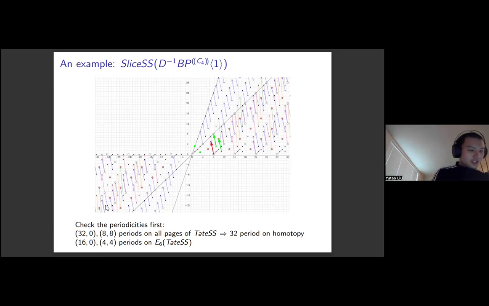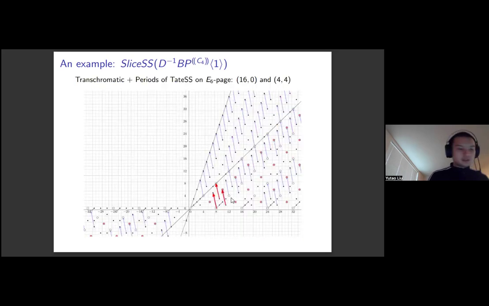So now we can continue our computation. As you have seen, we have 3 different D5 here. We can apply the periods on E6 together with our transchromatic isomorphism to obtain more D5. And here's what you will get.